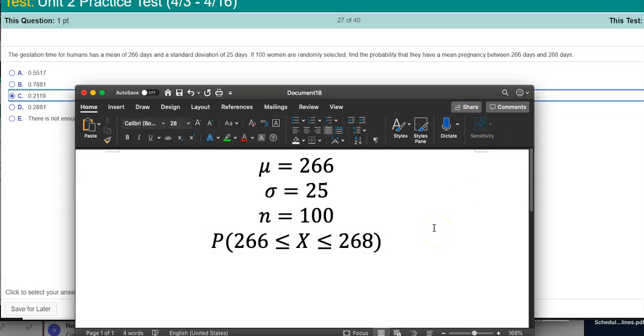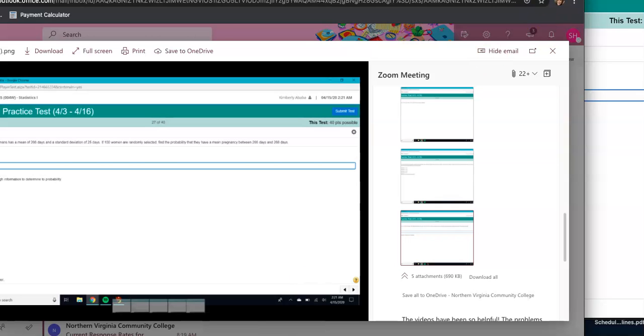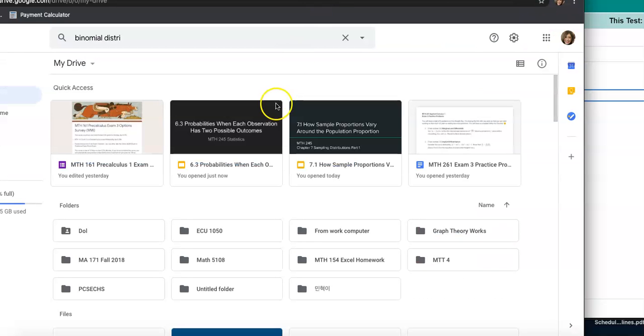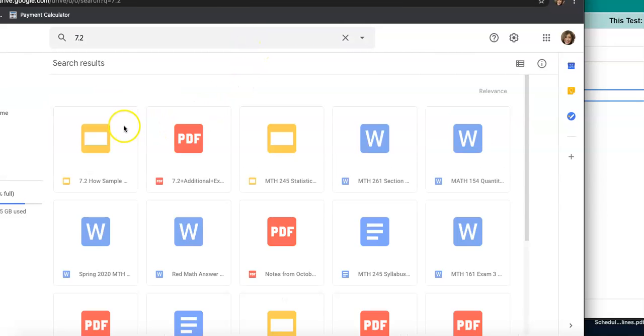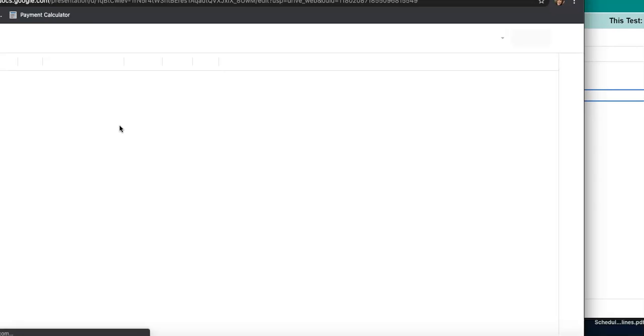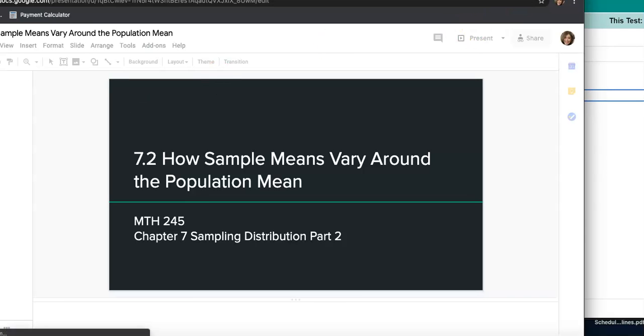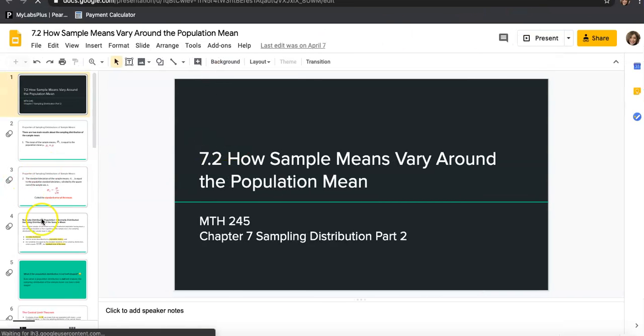And nowhere did they say that we should use normal distribution to calculate it, but look at the sample size. Sample size is 100. Now let me show you which one you will need to look at. Search for 7.2 notes. Okay, your 7.2 notes. Let me go to my Google Drive here. 7.2. How sample means vary around the population mean. This is what you need.